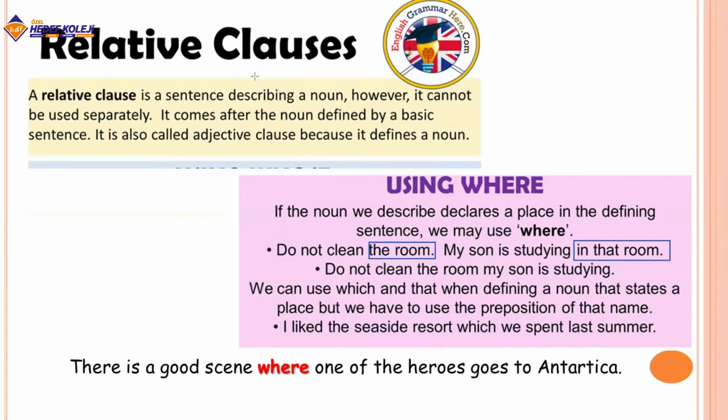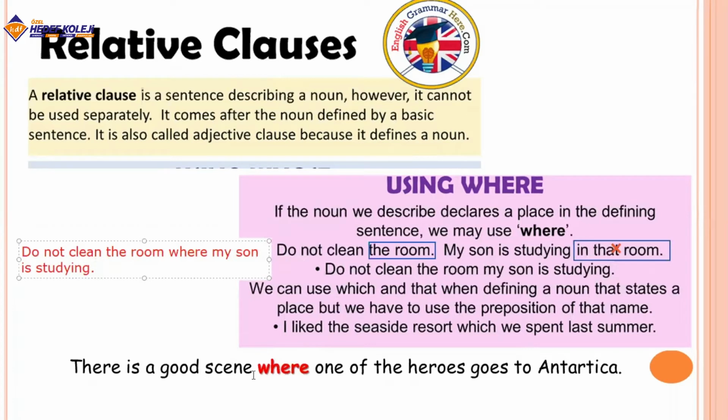And I decided to eliminate this one, "in that room". So I can use relative clauses. Do not clean the room where my son is studying. Okay? I can use relative clauses and eliminate the other one.